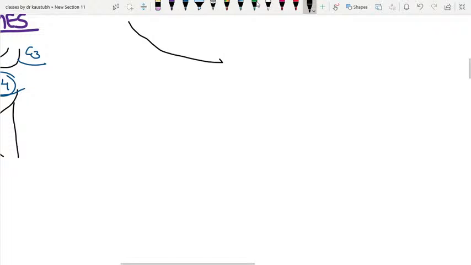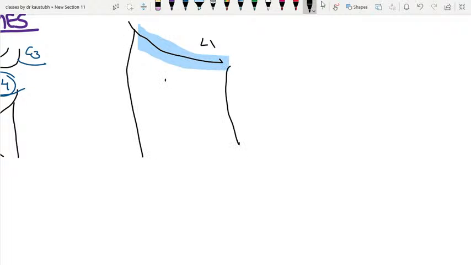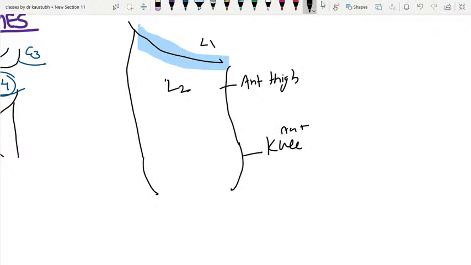Imagine this is the groin region. This entire groin region is basically supplied by L1. Then comes the anterior aspect of thigh, which is supplied by L2. Then comes the anterior aspect of knee. Anterior as well as posterior, it remains the same. So basically knee comes out to be L3, right? Anterior aspect of knee comes out to be L3.